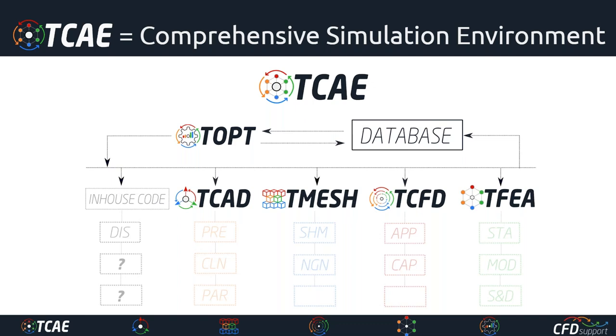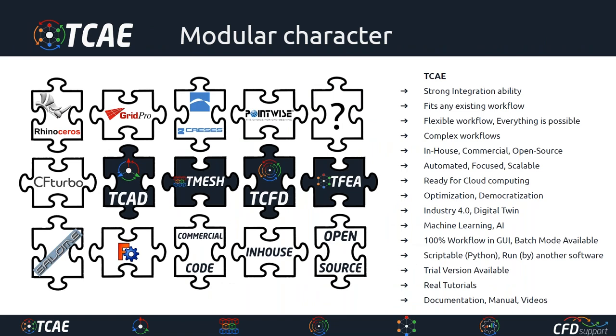TCAE actually consists of software modules that can be combined according to the project needs. As already mentioned a couple of times, TCAE has this modular character, and the user can choose among TCAE modules, and if needed, he or she can combine them with many other software pieces available in the market, and the total number of combinations is almost infinite. TCAE has strong integration ability, it has strong interfaces, and it has been developed from the beginning in a way to fit existing workflows, no matter if it is combined with commercial codes, in-house codes, or with another open source code.